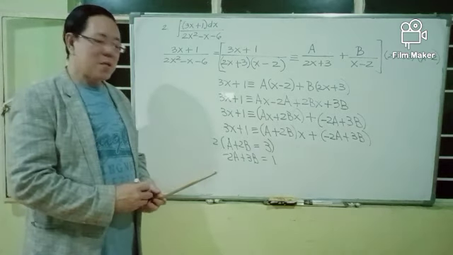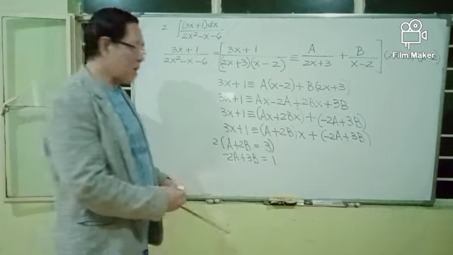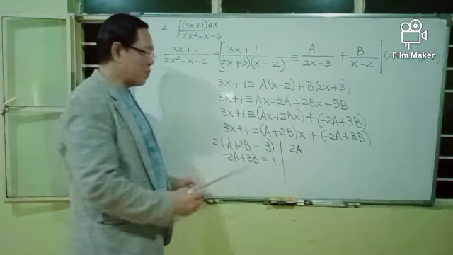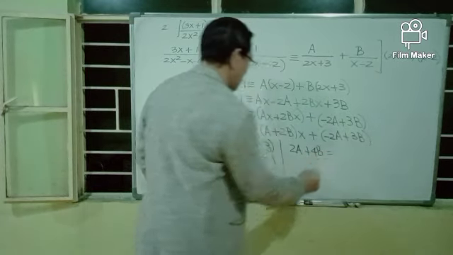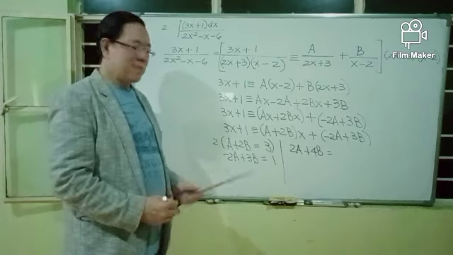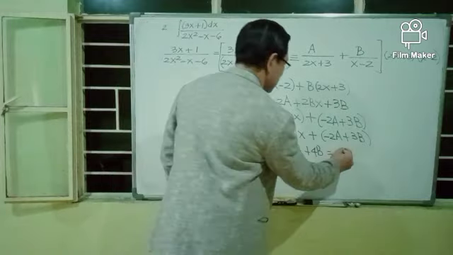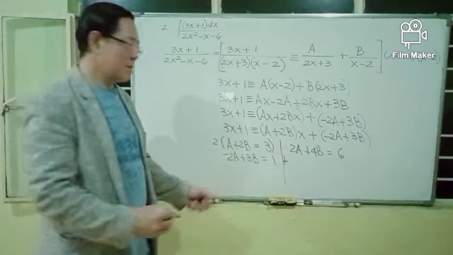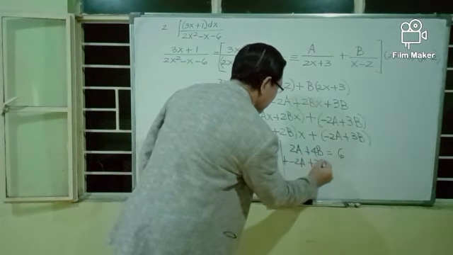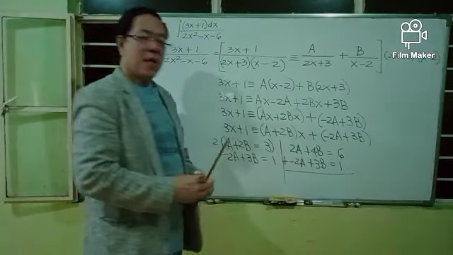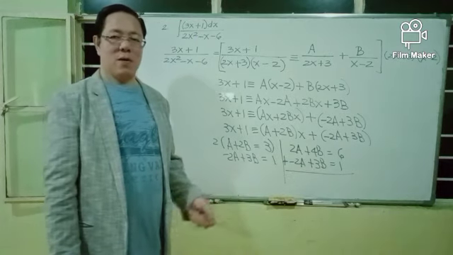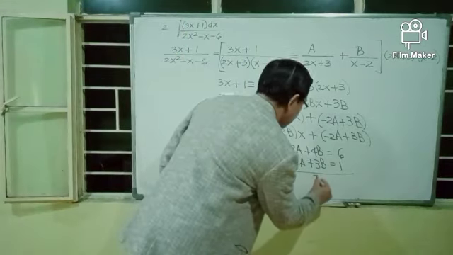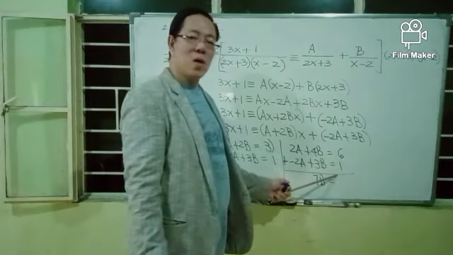And we apply the distributive property of multiplication over addition. We have 2 multiplied by a is 2a, plus 2 multiplied by 2b is 4b. And we also multiply the right-hand side by 2. 2 multiplied by 3 is 6. And to this, we add the second linear equation, minus 2a plus 3b equals 1. And you add 2a plus minus 2a is 0. And we have 4b plus 3b is 7b, is equal to 6 plus 1 is 7.